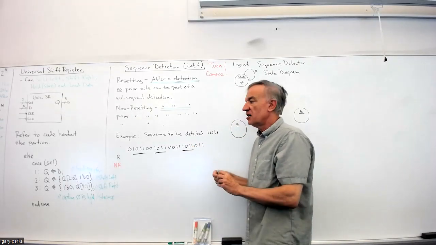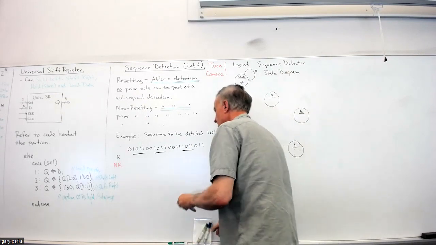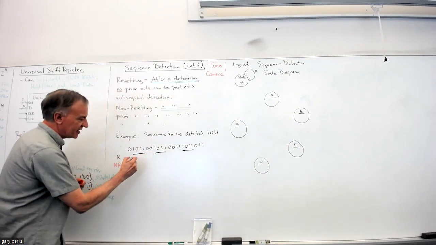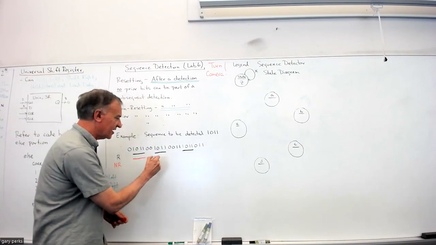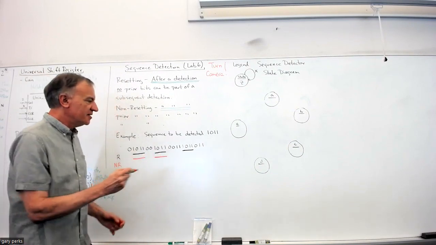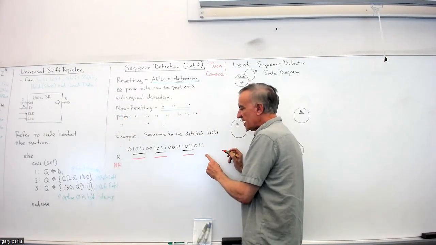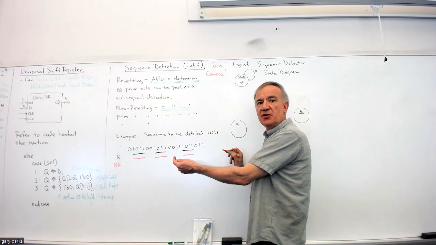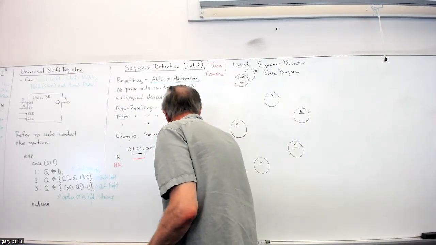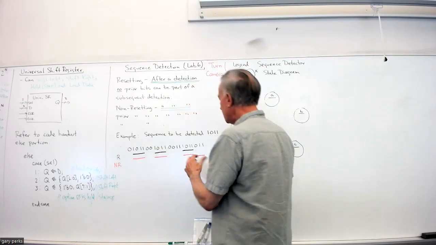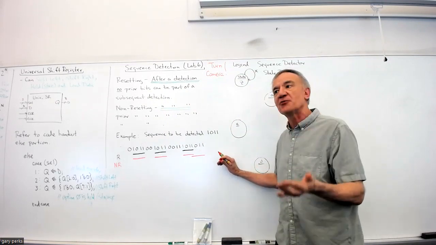Okay? Now if it's non-resetting, I still get a detection here, just like in the resetting case. But now, because I can use previous bits after a detection, I have another detection, because this 1, 0, 1, 1 would be a detection now for non-resetting, where it wasn't for resetting.